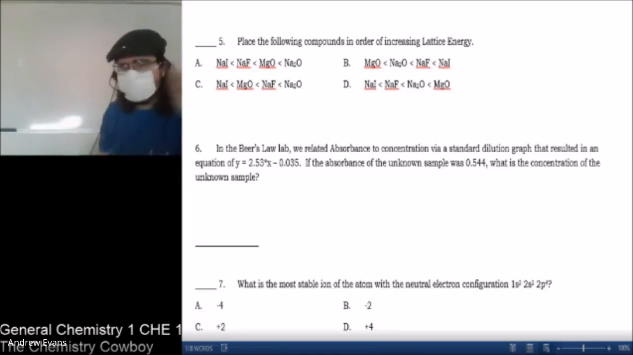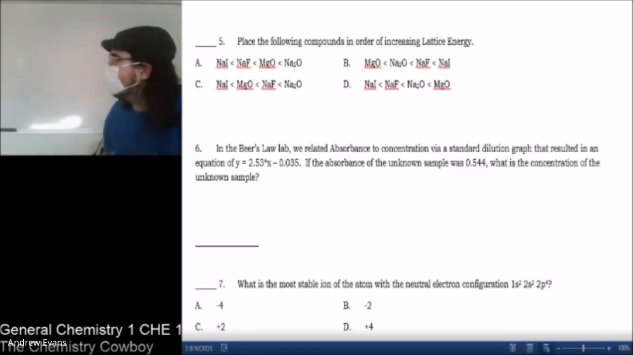That's pulling up the test. Where we left off, we had just briefly talked about lattice energy. Number 5, lattice energy. We discussed that in order to do a problem like this, first you need to look at the expected charges of both cation and anion. The larger the charge on both, the larger the lattice energy.